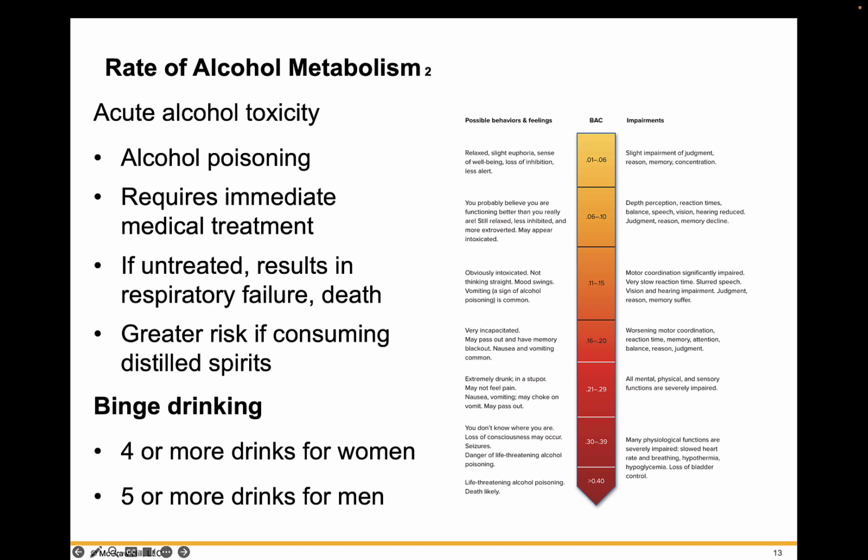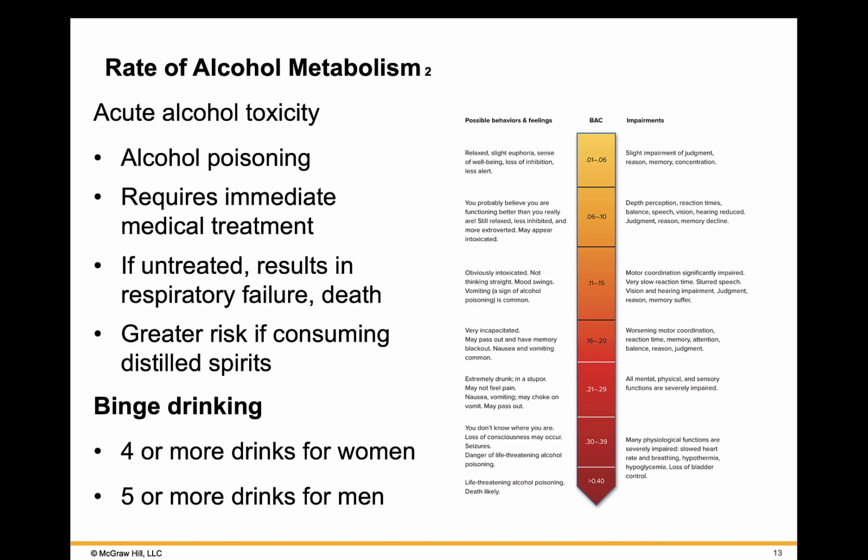Now, here we're basically looking at what actually happens, as far as different types of impairment, depending upon the blood alcohol content. When we look at 0.01 to 0.06, here what you're really looking at is relaxed, slight euphoria, a sense of well-being, loss of inhibition, and less alert. There is slight impairment of judgment at this point, of reason, memory, or concentration. Now, when we look at 0.06 to 0.1, you probably believe you are functioning better than you really are. You are still relaxed. There is less inhibition and more extroversion.